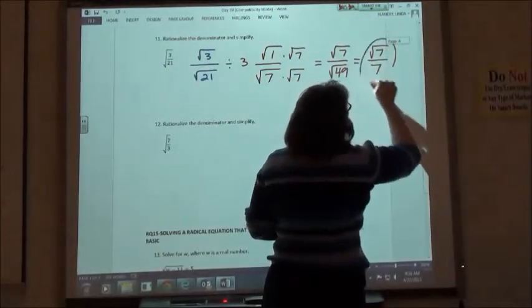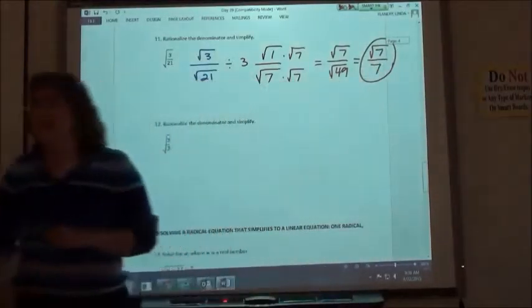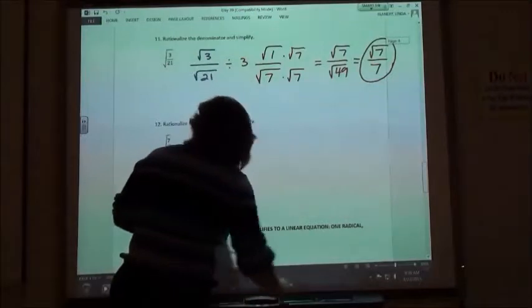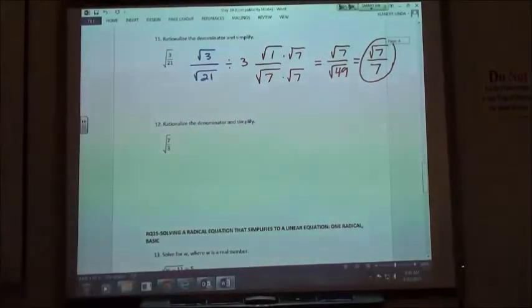And again, now my denominator is rationalized. I can't reduce because one's under a square root and the other one's not under a square root. Number 12, same thing, rationalizing my denominator.